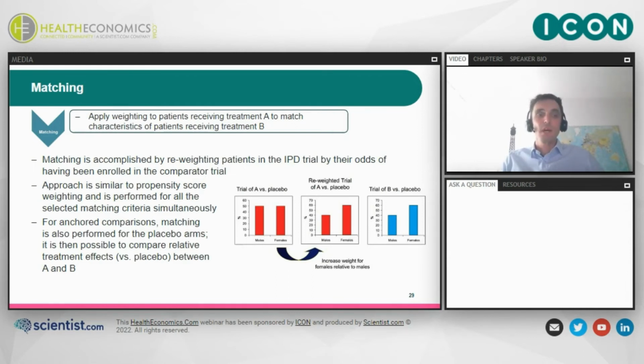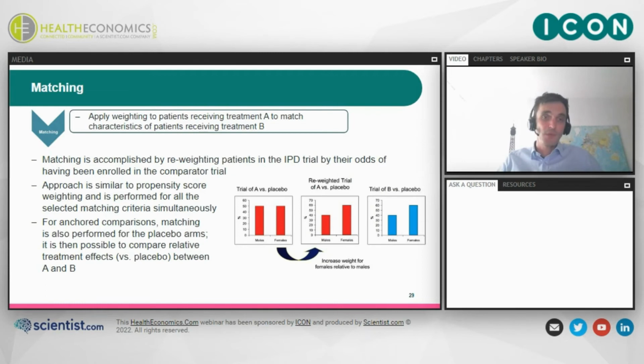If you have an anchored comparison, then you typically do the matching separately for the treatment arms and the placebo arms, and then it is possible to compare relative treatment effects, for example, versus placebo between A and B. So in this example here, you can see that for a hypothetical study, you have a trial A where there are about 50% women and 50% men.